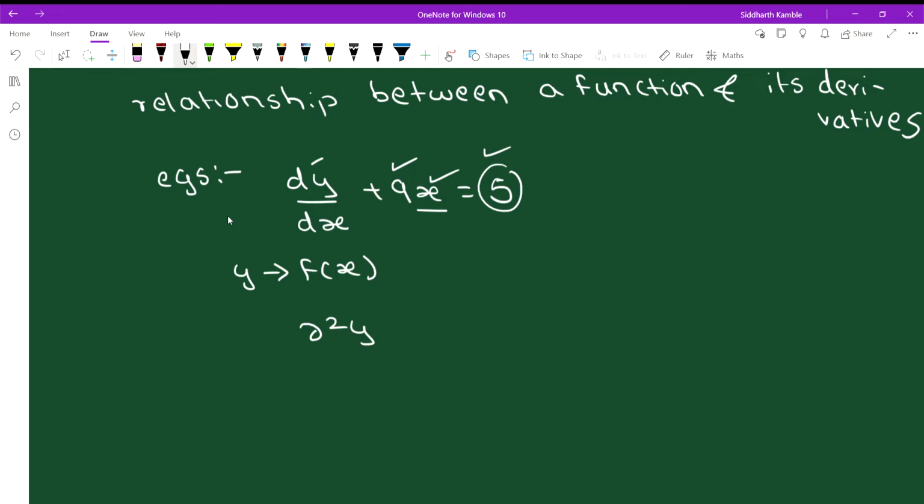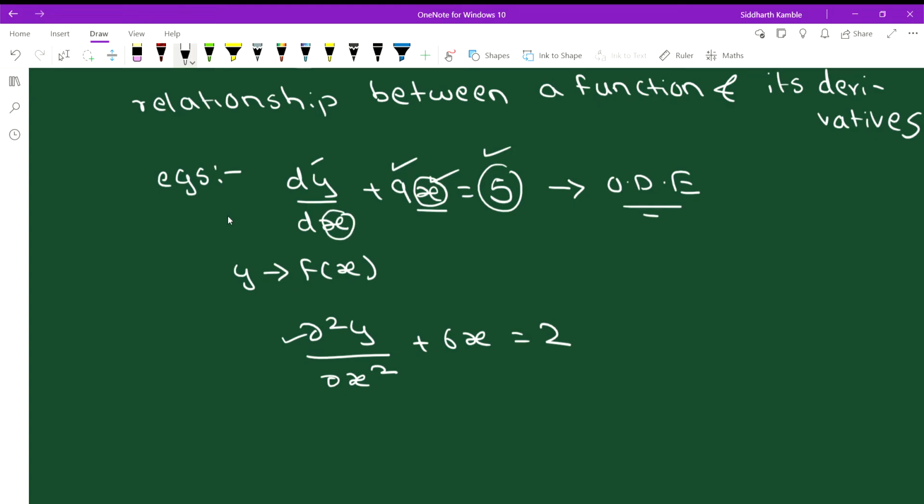So another example can be like this as follows: del 2y by del x square plus 6x is equal to 2. Now why am I using this del over here and why am I calling this complex? Because this first equation over here is basically an ordinary differential equation. Now why is it an ordinary differential equation? Let me tell you that. It is called an ordinary differential equation because there is only one independent variable x over here. X is the only independent variable, whereas y over here is dependent on x.